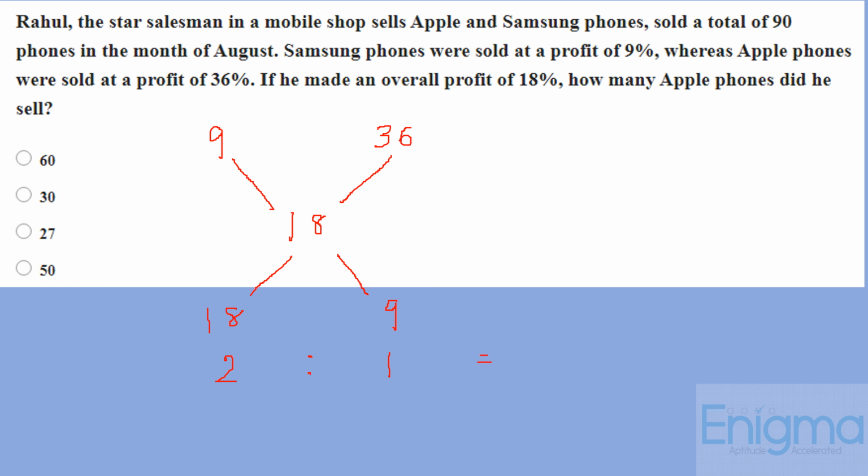Now total phones were 90, so we can assume it as 2x. So we can have the equation as 2x plus 1x equal to 90. That is 3x equal to 90. That means x is equal to 30. Now x is nothing but the number of phones sold by Apple. Hence the answer is 30.